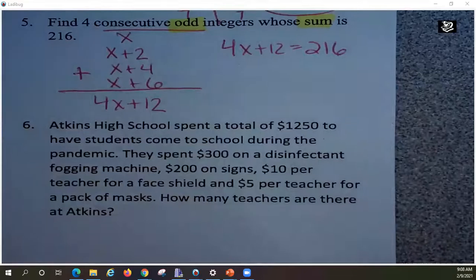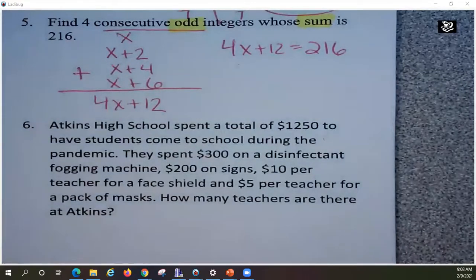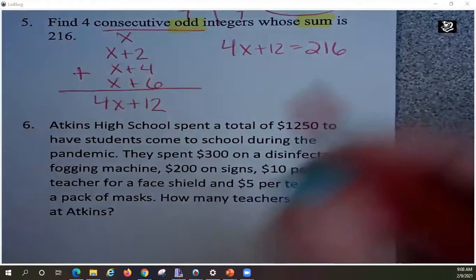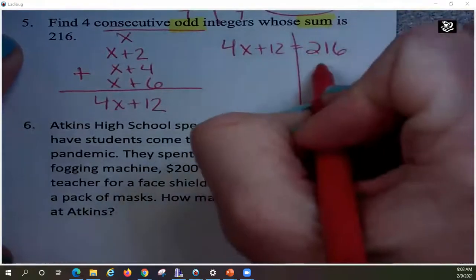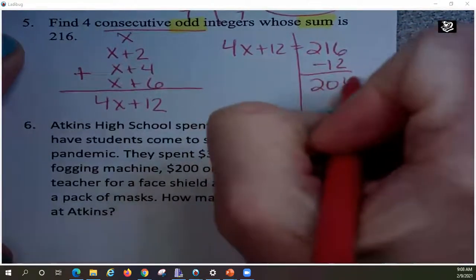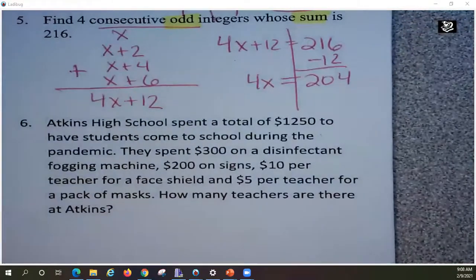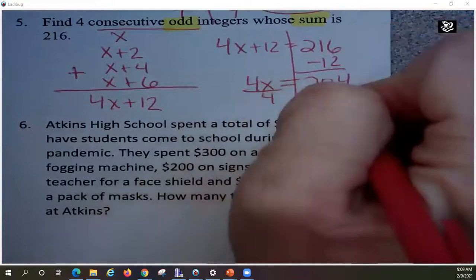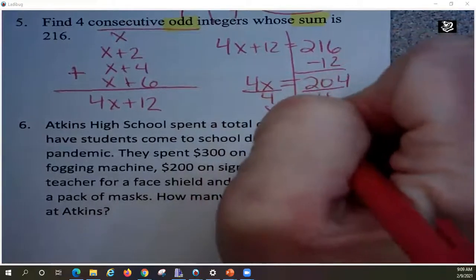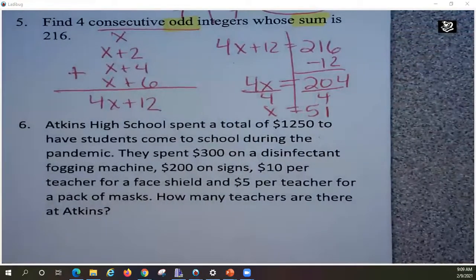Excellent. Janae, what would I do next? Draw a line and move 12 over and subtract it by 216. Cooking with grease, people. I like it. 4x equals 204. Jamon, what next? Very good. Divide by 4. X is 51, I think. Can anybody confirm that? Okay, X is 51.